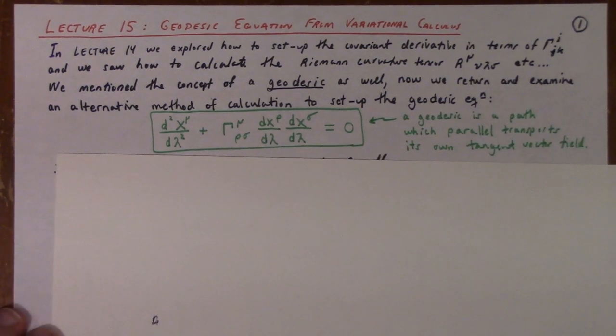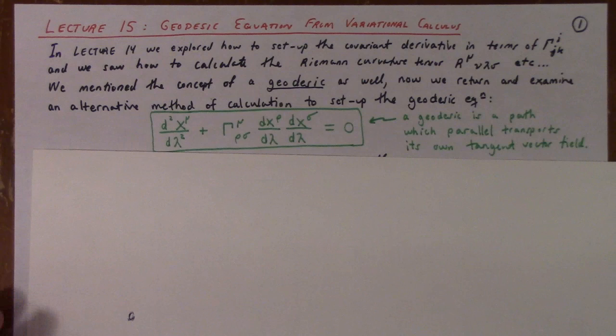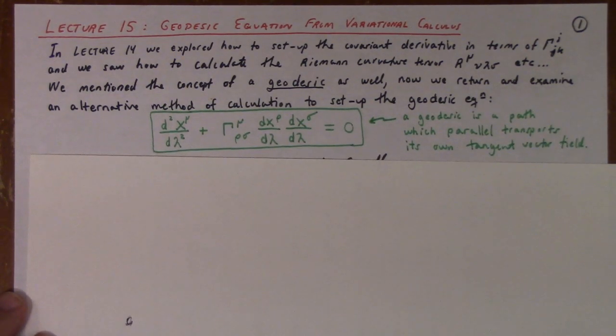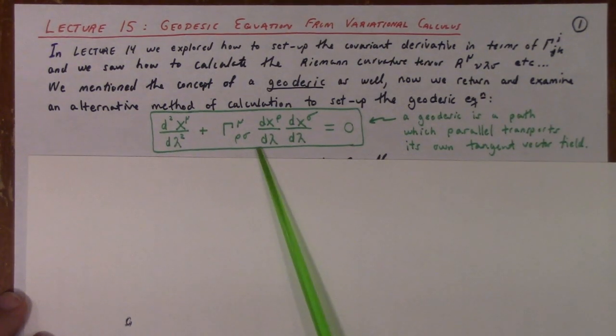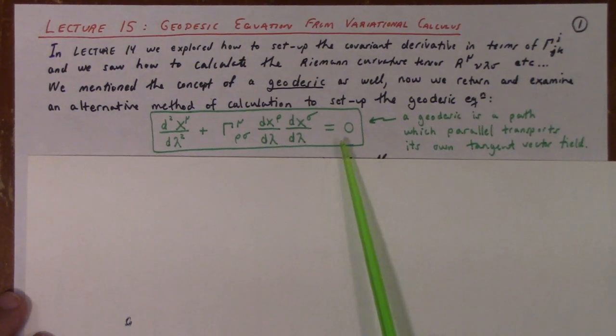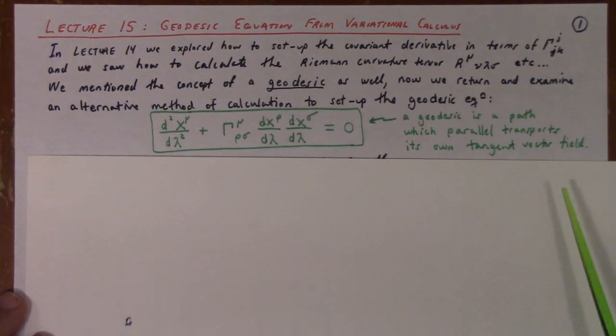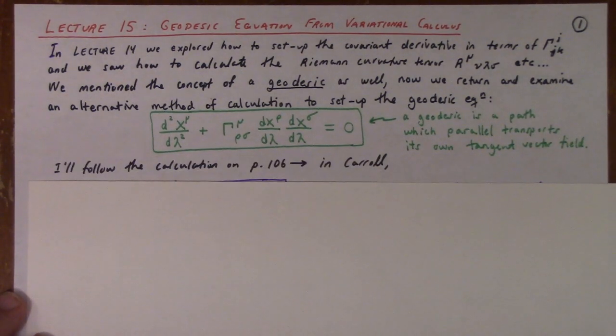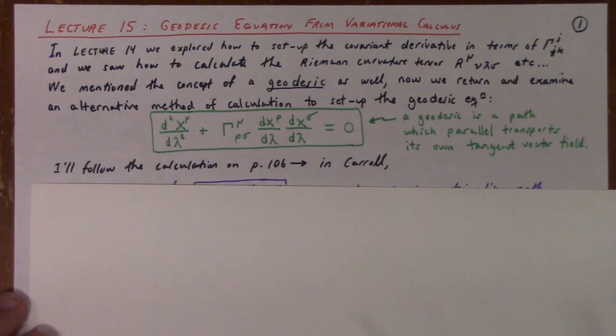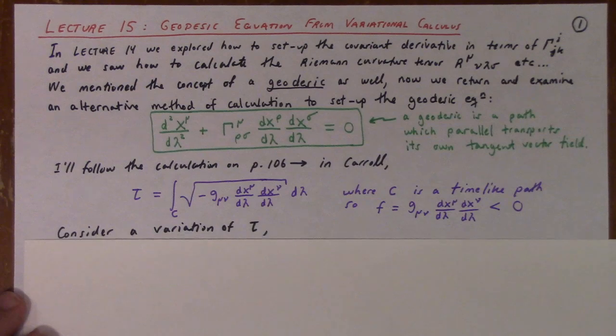We're going to talk about the variational method to calculate Christoffel symbols, so let's get into it. The geodesic equation, of course, was basically the acceleration of the path plus the Christoffel symbols contracted across the velocity equals 0. A geodesic is a path which parallel transports its own tangent vector field, and that means it satisfies that equation. I'm going to follow the calculation from page 106 and forward in Carroll.